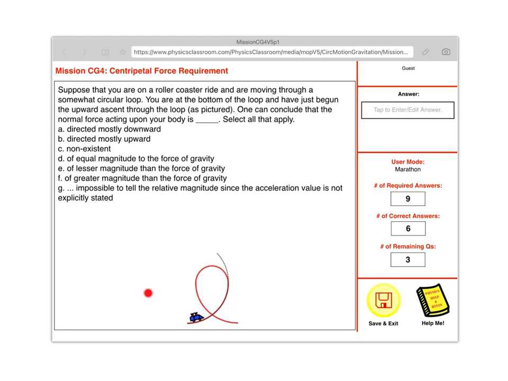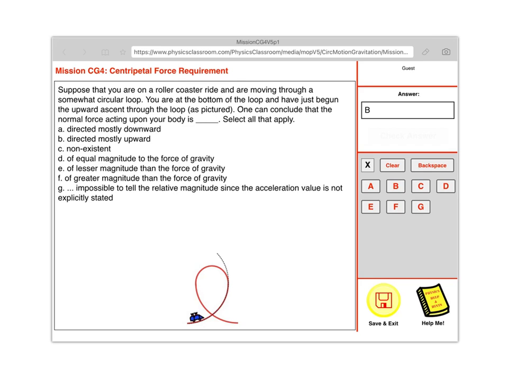So this is like the plane at the bottom of its path. As this goes back up, it's moving in a circle. The normal force will be directed upwards, and it has to be bigger than the force of gravity, because if it were sitting still, they'd be equal, but since it's moving in a circle, there has to be a net force toward the center of the circle. So the normal force is directed mostly upward. B, and it has to be greater magnitude, F, than the force of gravity.